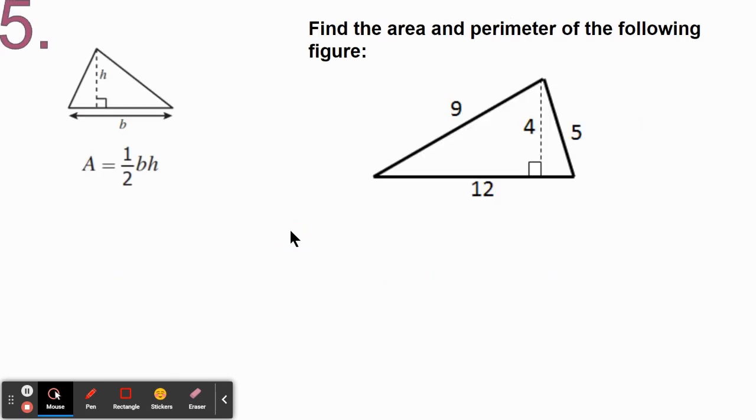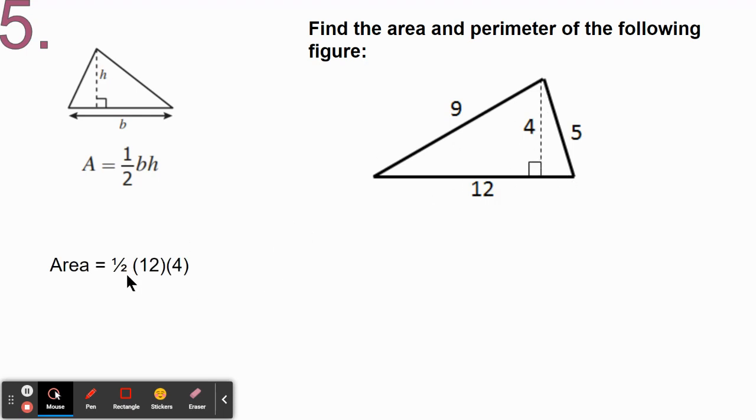All right, let's try another. So we're going to find the area and perimeter of this triangle. Okay, so we have this triangle here, and our formula for area is 1/2 base times height. So base is the distance across the bottom, so that's going to be 12. And the height, just like with parallelograms, the height is that perpendicular distance, which is 4. Okay, so it's going to be 1/2 times 12 times 4.